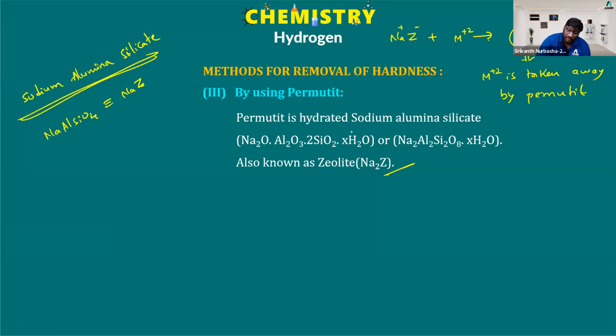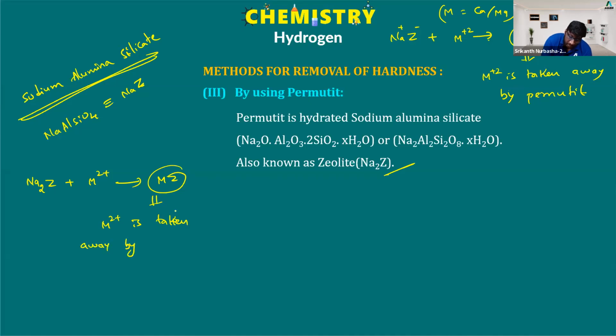Similarly, different other types of permutits are there. NaAlSiO4 is also a permutit where we have written NaZ. We can also write Na2Z. If you have written Na2Z, Na2Z will also react with M2+ ion. What is M? M is nothing but calcium or magnesium. So M2+ will react with Na2Z, 2 Na+ and Z2-, and it forms MZ. Here M2+ is taken away by the permutit.